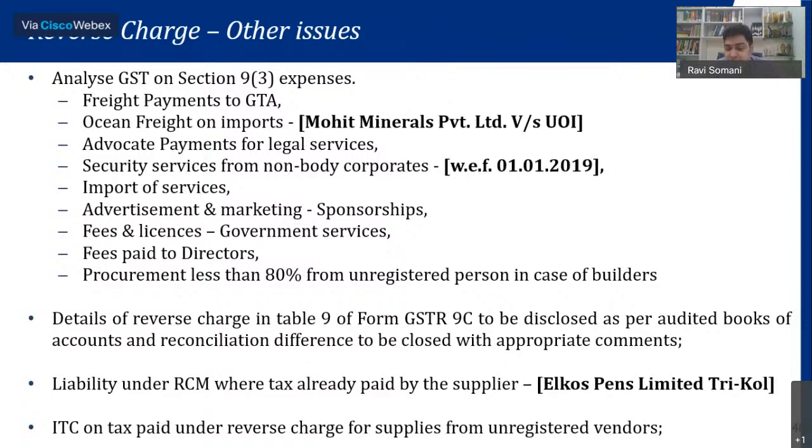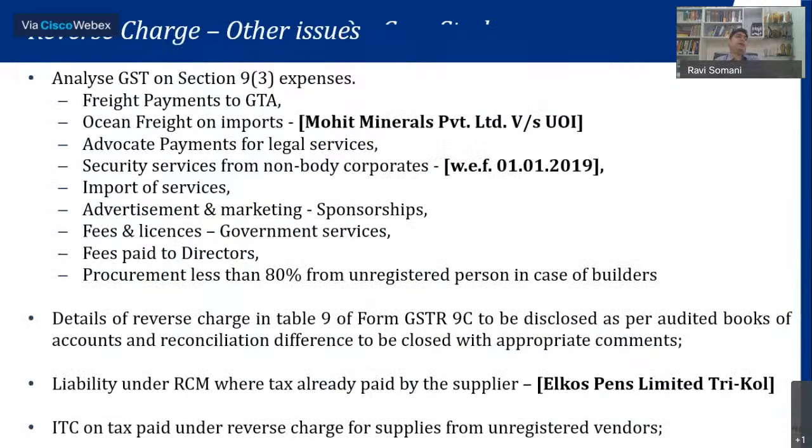One can take the basis of judgments in the past where they have told that if the tax liability is already paid by the supplier, the recipient need not pay. There's a host of judgments by various tribunals in the service tax regime. One can look at taking those benefits. So from unregistered vendors, it is not there in 18-19, except for those builders where that 80% provision is there. I think that also started only from 1st of April 2019.